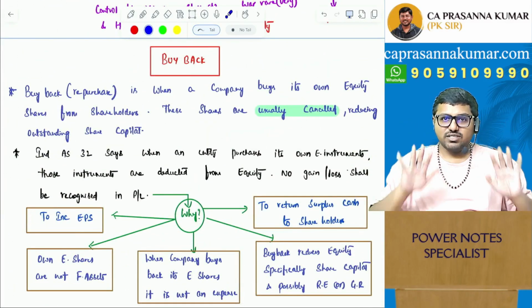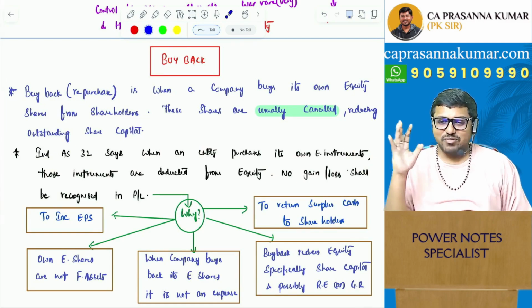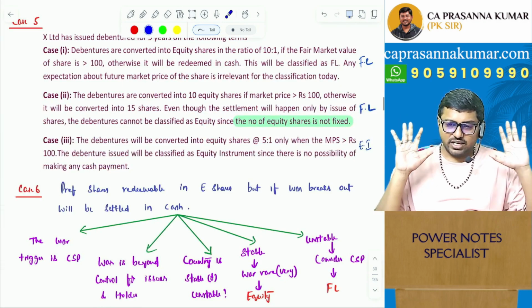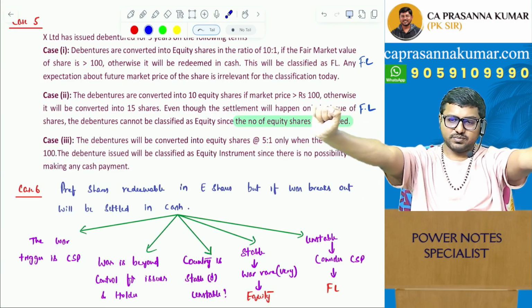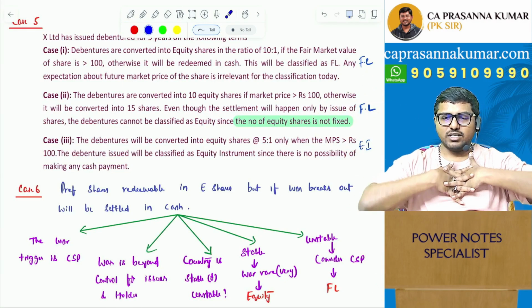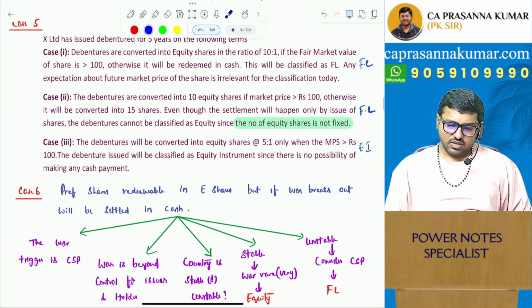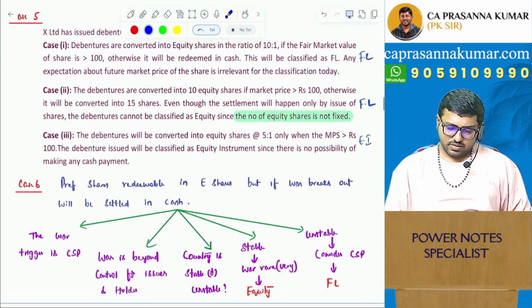Still, we are in the financial instruments chapter only. We are not coming out of it. But then we are just discussing the concepts. Now, till here it is clear. Any doubts? If you have any doubts, you ask me. No, sir. No, no, no. Okay. All right then.